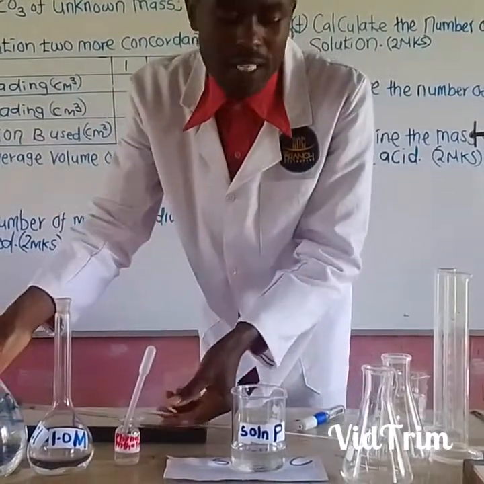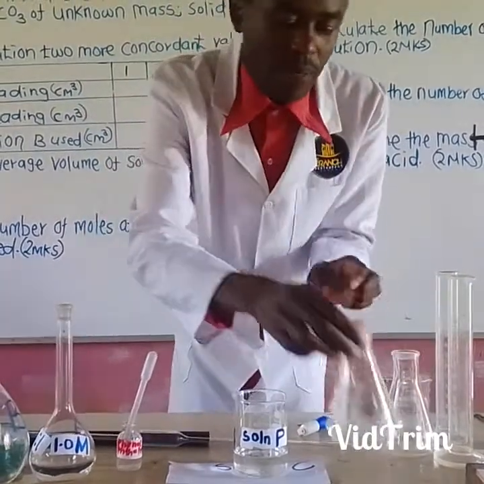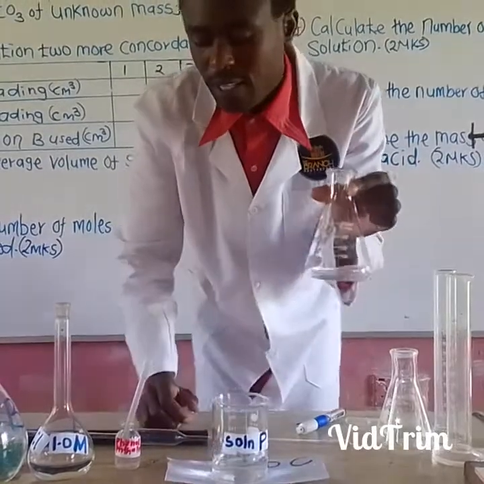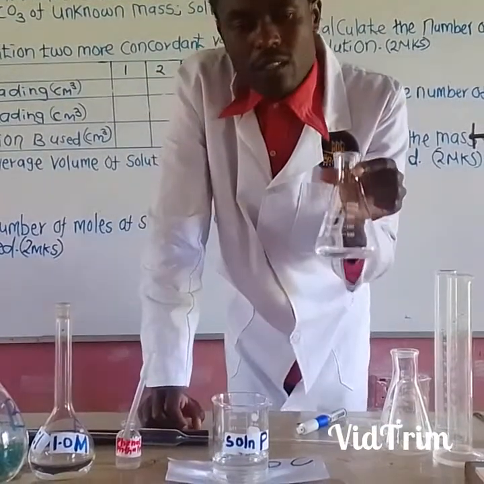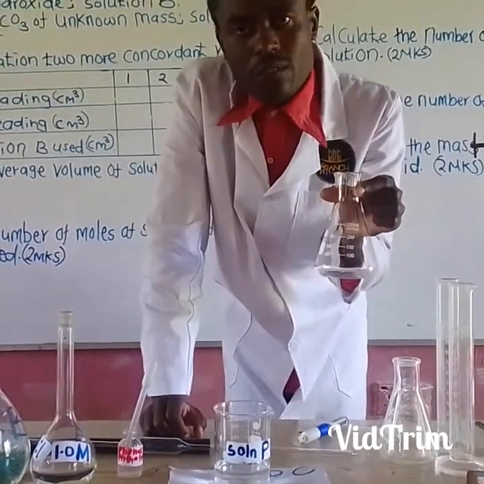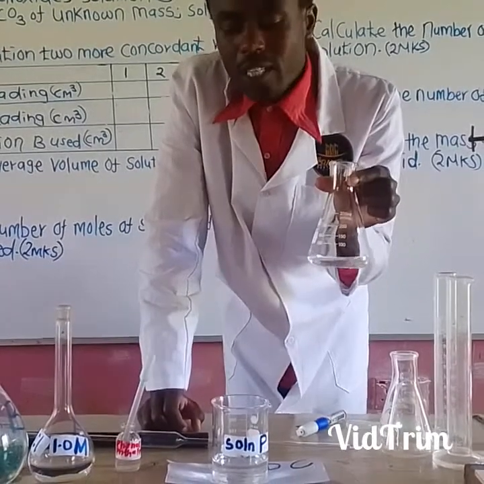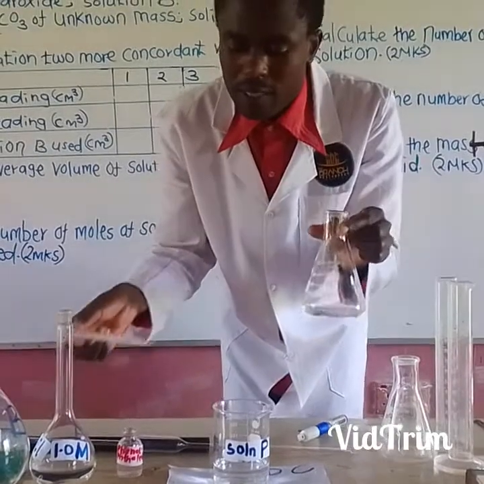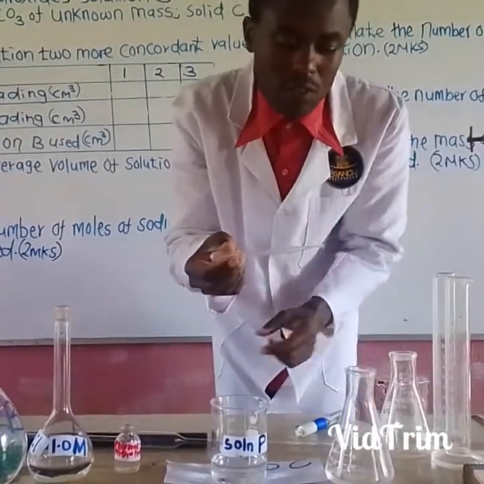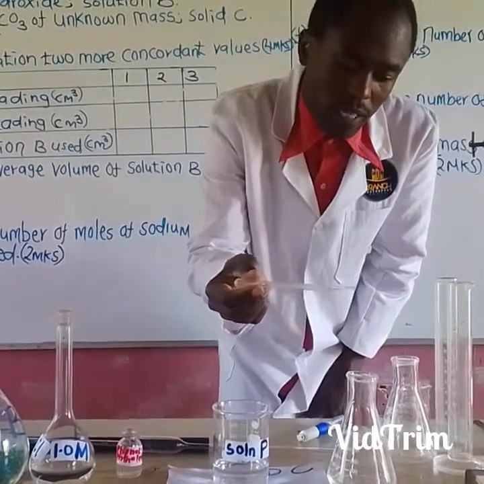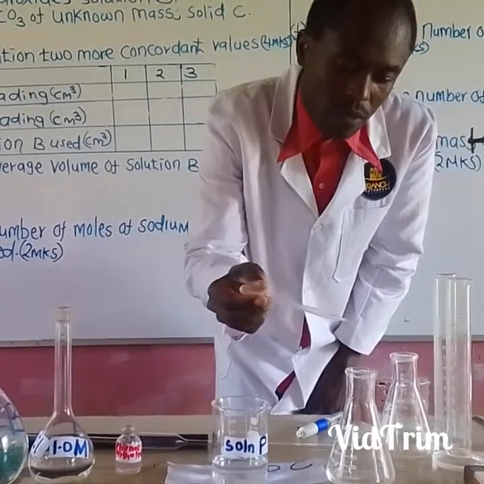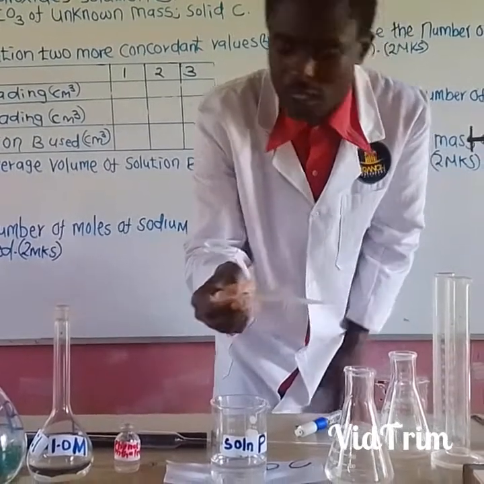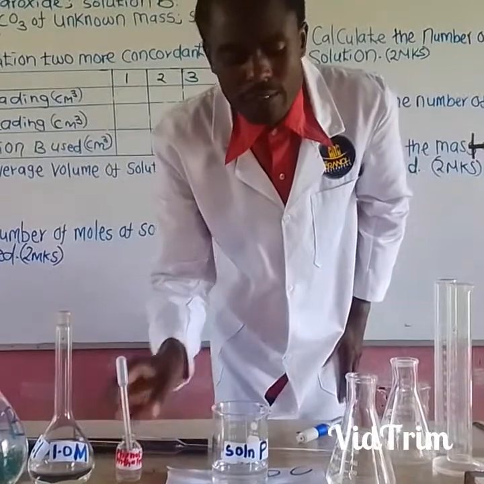Then after that, the next procedure, after pipetting solution P, I have to add there 3 drops of phenolphthalein indicator. Is it okay? Let us go. So I take a dropper and add there 3 drops. 1, 2, 3. 3 drops. Is it okay?